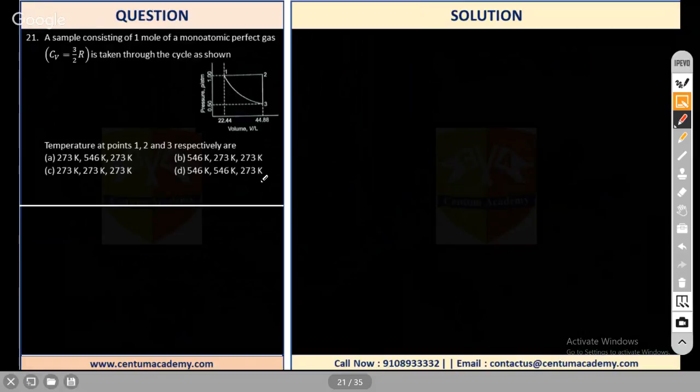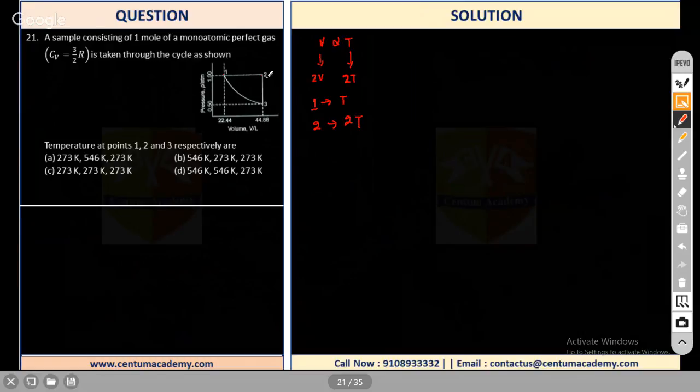See, this question is very simple and straightforward. First of all, you see from 1 to 2 you are going at constant pressure. Volume is getting doubled, right? So we know when pressure is constant, the volume and temperature are directly proportional. So if the volume V becomes 2V, T also becomes 2T. So at point 1, if the temperature is T, then at point 2, the temperature will be 2T.